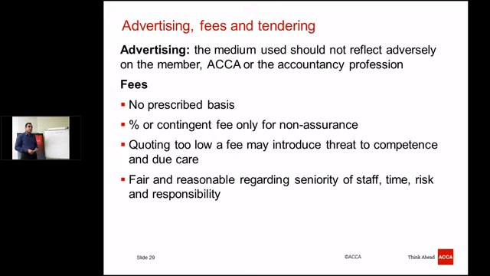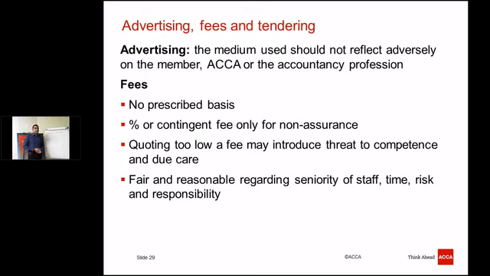Then also another requirement on fee is quoting too low a fee may introduce threat to competence and due care. And we discussed in a lot of detail yesterday the concept of lowballing. So when you are actually engaged in a lowballing exercise, what you're basically doing indirectly is not probably giving an indication to the shareholders that the audit may not have been performed at the appropriate level of quality. And that is why it is not appropriate to quote this fee, and it is obviously mentioned there in the Code of Ethics as well.